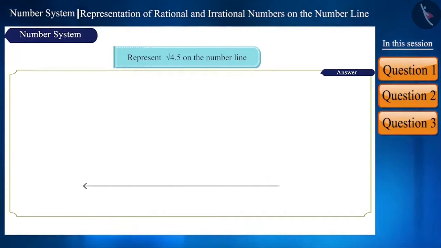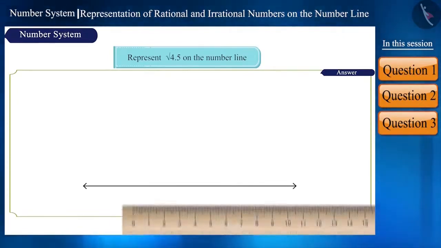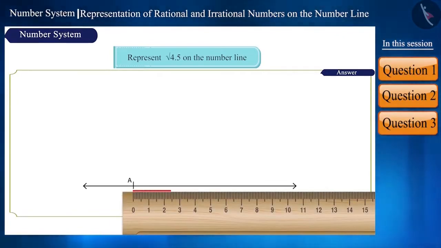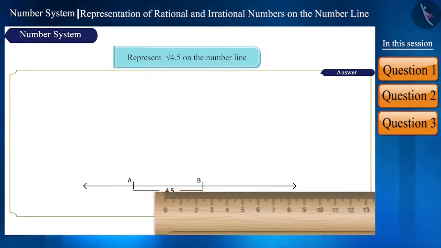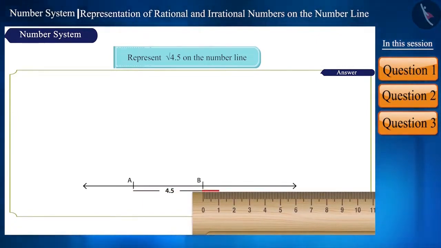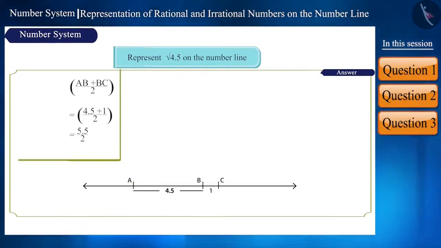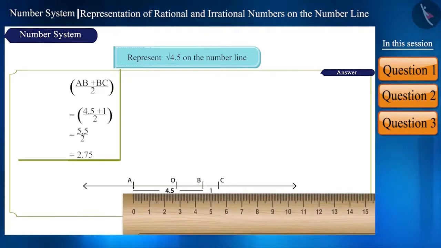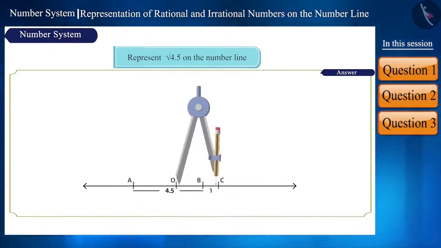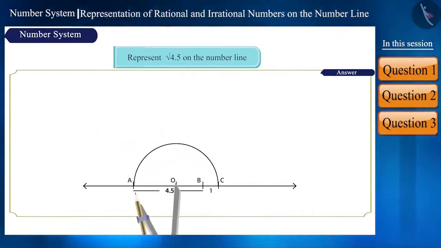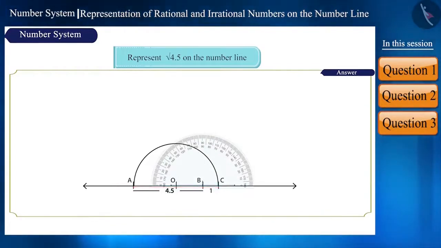On a line, take point A and B such that the distance between points A and B is 4.5 units. Now, from point B at a distance of 1 unit, mark a point C on the number line. Now find the midpoint of line AC, which will be AB plus BC divided by 2. Here we get O. Now taking O as the center, draw a semicircle using a compass. Draw a perpendicular from line AC at point B, which would cut the semicircle at point D.